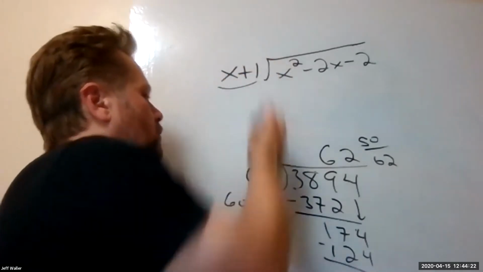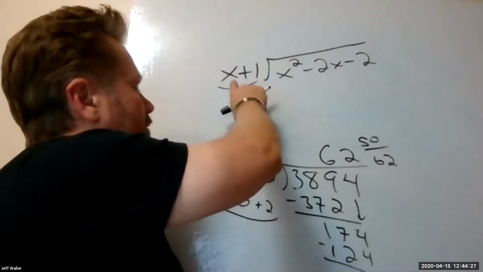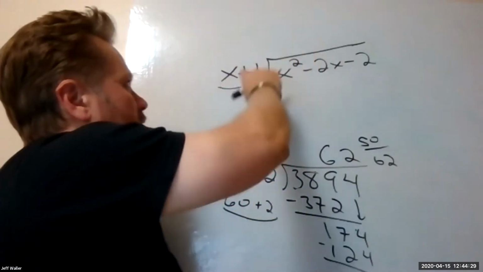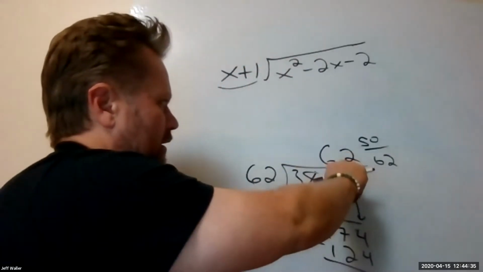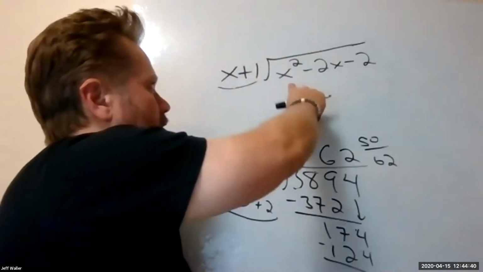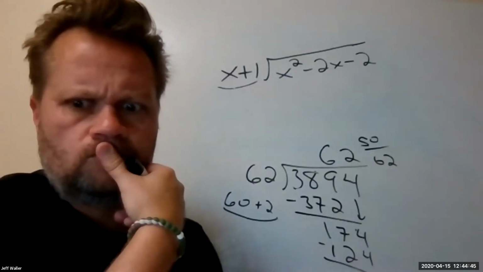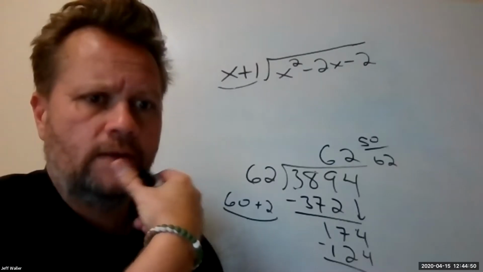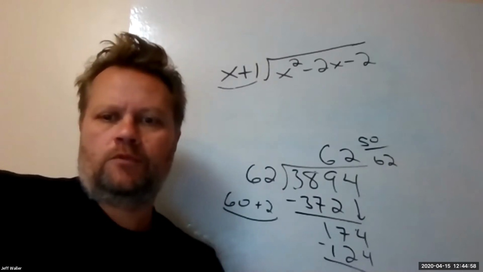So here I've got x plus 1, the same way I had 60 plus 2 down there, right? So let me see. X goes into x squared how many times? X times what is x squared? The same way we did 6 times 6 is close to 38. X times what is x squared? X. Another x, right? Okay, I like it.